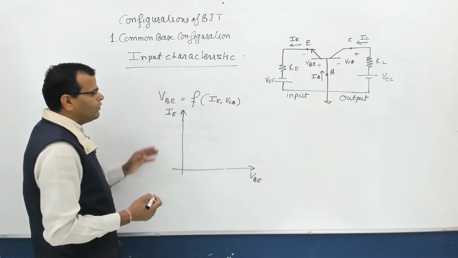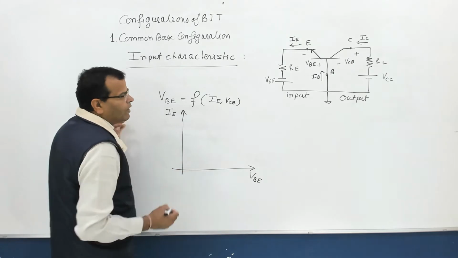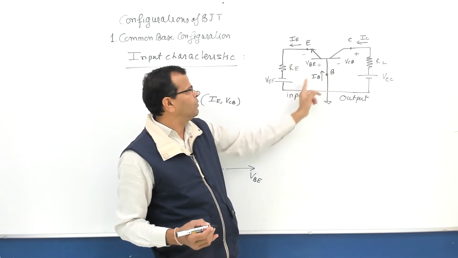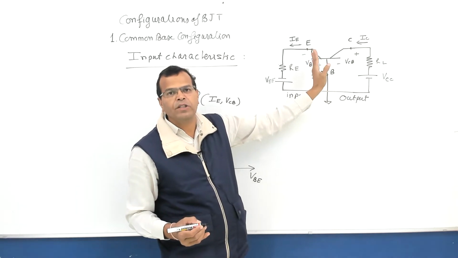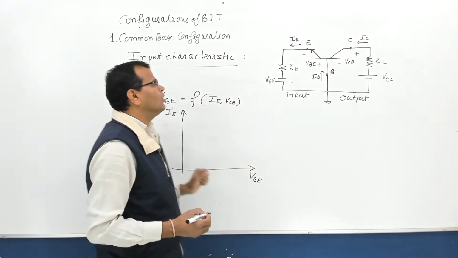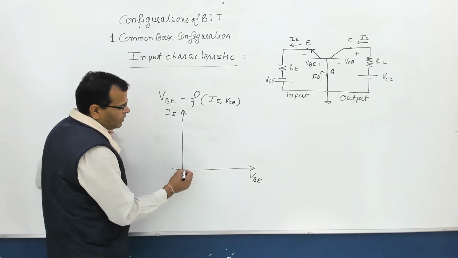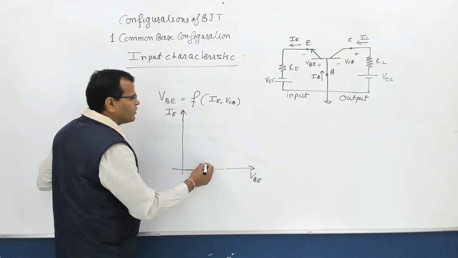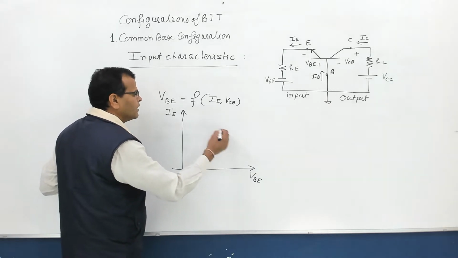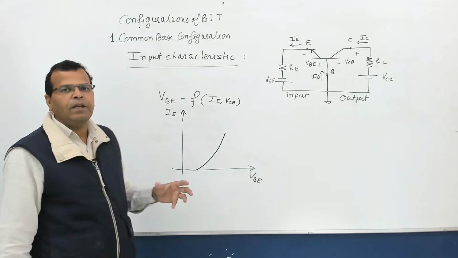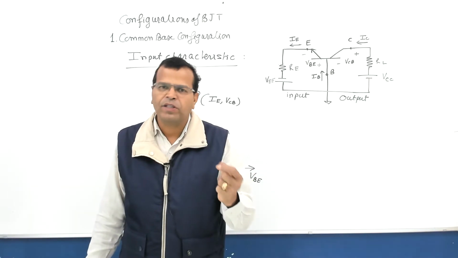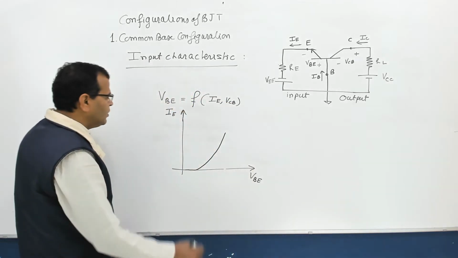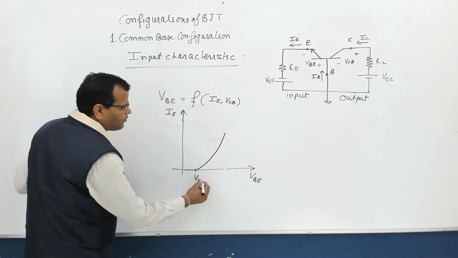Fine. So if you see the variation, the input junction here is forward biased. Why? Because this is negative, this is positive. So the input junction, the emitter junction, is forward biased. Initially there is no current in the emitter terminal, but when you go on increasing the forward biasing voltage, after that it starts increasing like this. This is basically the simple characteristic of a forward biased PN junction. This is your cut-in voltage.